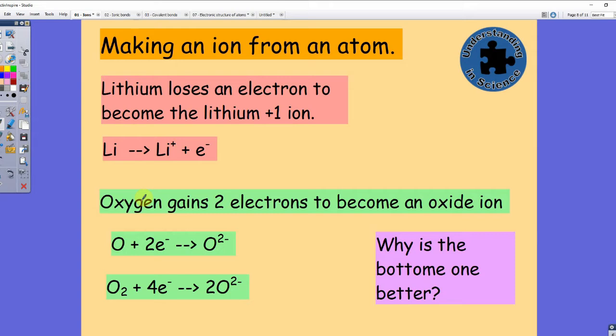Now let's do some non-metals. Now here we have O, oxygen, group 6. It's going to take in 2 electrons to fill its outer shell, which will make it a 2- ion. Now just to make it slightly more complicated, we know that O2 goes around in pairs, it's O2, so an O2 molecule will actually take on 4 electrons to make 2 O2- ions. Both of them are correct, it's just this one's a little bit more apt with it being O2 as a molecule.